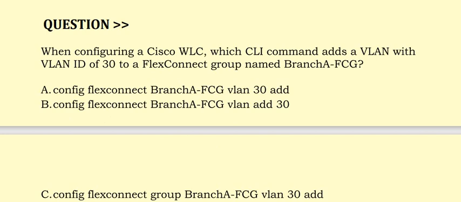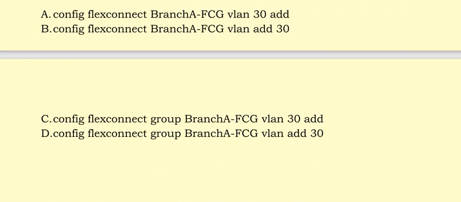Now, the question is, when configuring a Cisco WLC, which CLI command adds a VLAN with VLAN ID of 30 to a Flex Connect group named Branch A FCG. Options are: Option A, config Flex Connect Branch A FCG WLAN 30 add. Option B, config Flex Connect Branch A FCG WLAN add 30.